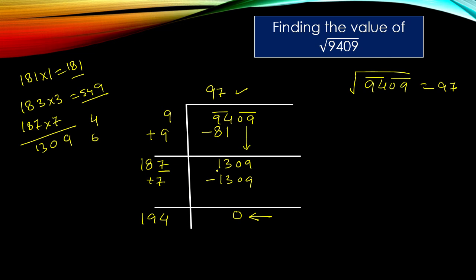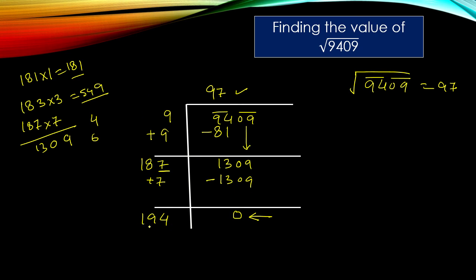And now the number is 1309, and now we have to put a digit over here. Then we have tried 1 3, and ultimately we have to put 7 over here. So we multiplied 187 by 7 and got 1309. The remainder becomes 0.